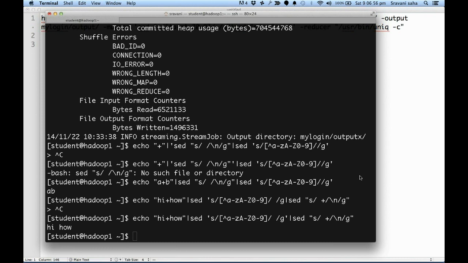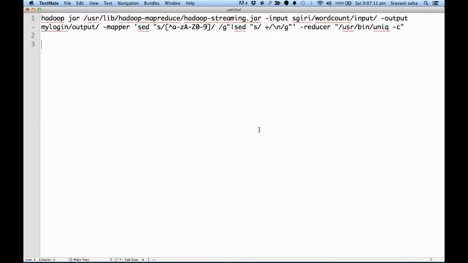Good. So anything which is not an alphanumeric character will be replaced with a space. And here, multiple spaces will be replaced by a single space. Okay, let's just see what happens.